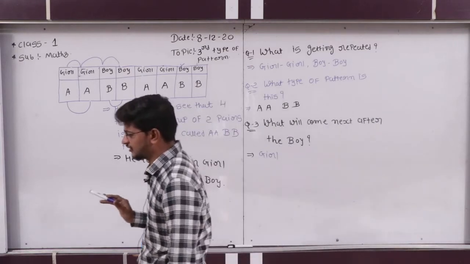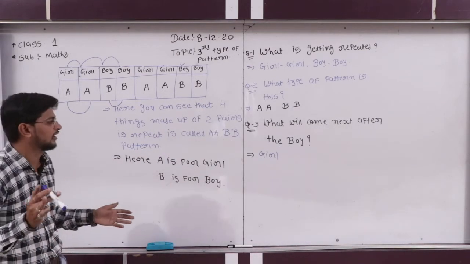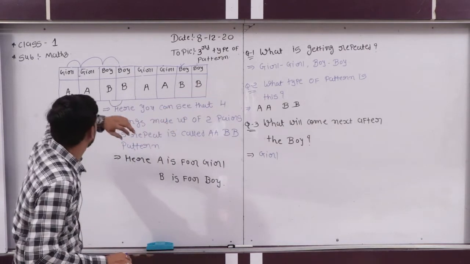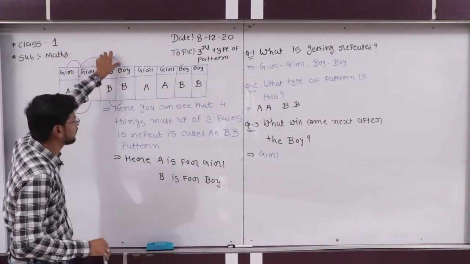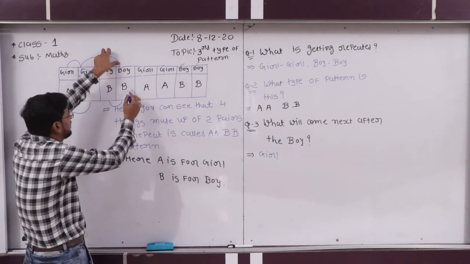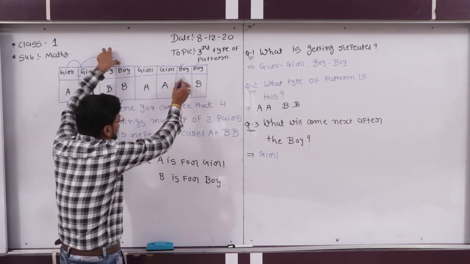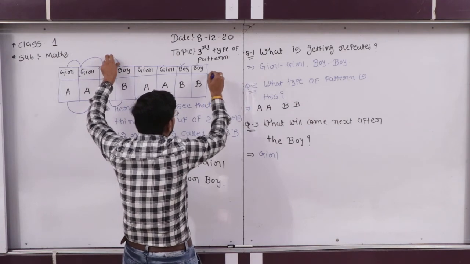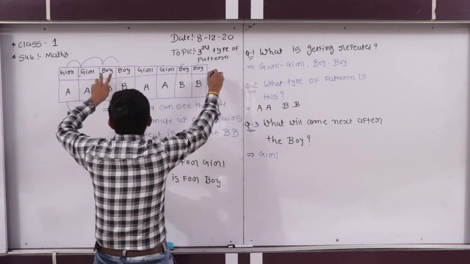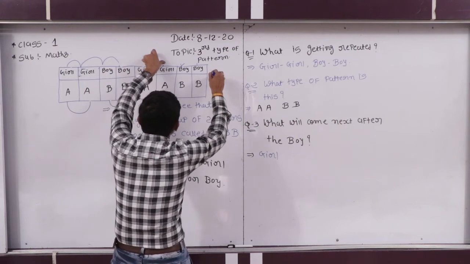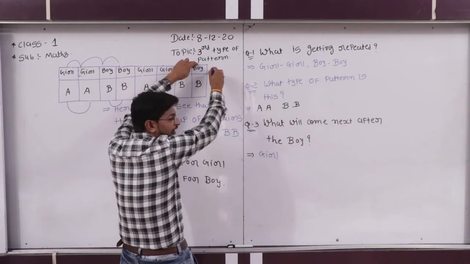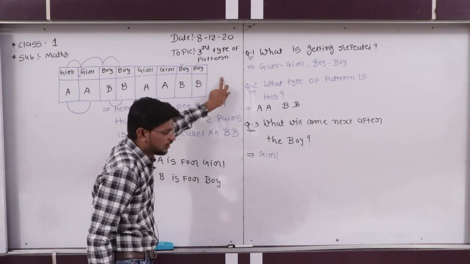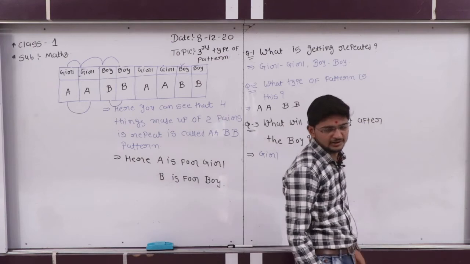And the last question for this pattern is what will come next after the boy here? अब इसके आगे क्या आएगा? So you can see here we take first girl girl, then boy boy, right? Once again after a boy we take girl girl, and after this boy boy. So if we go ahead in this pattern, what do we take here? First girl girl, then boy boy, once again girl girl, boy boy. So we take here a pair of girls, right? So our answer is girl, right?